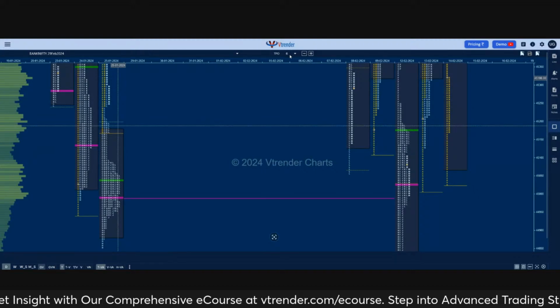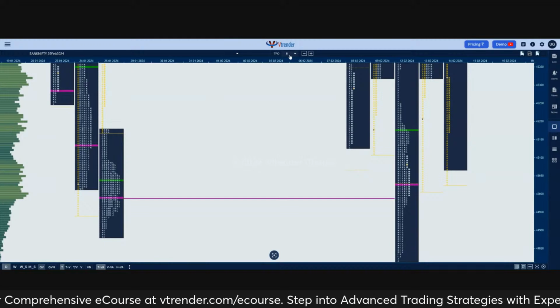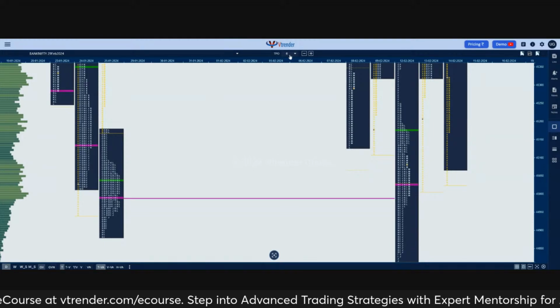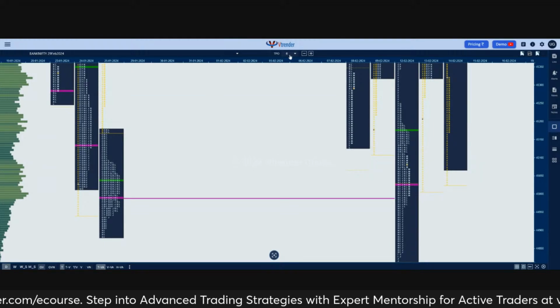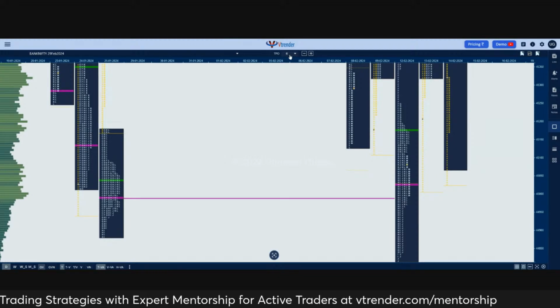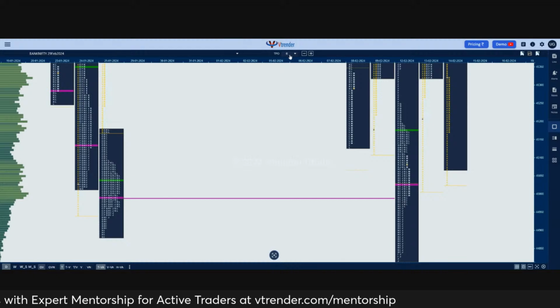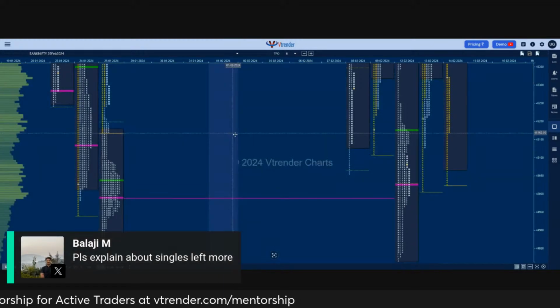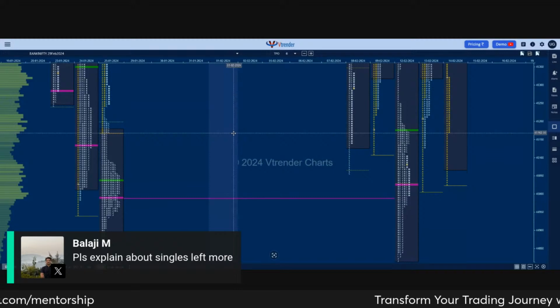Yes, 21820 is support because it is the composite value of that composite. HVN are high volume nodes. It is just like POCs. POCs is again point of control, which is defined by the highest concentration of volume on that particular day. So again, HVN is also a similar concept.